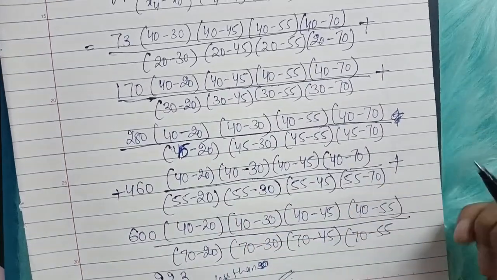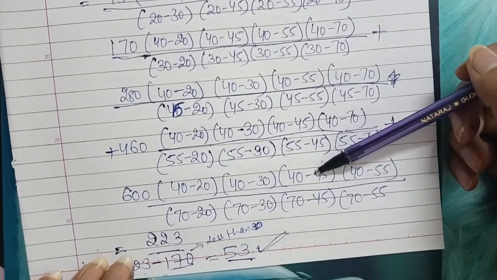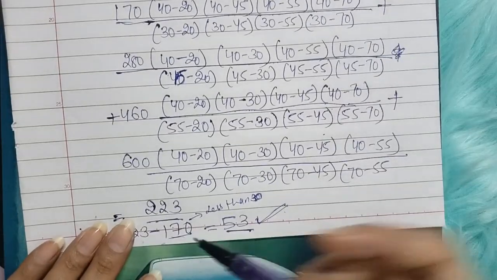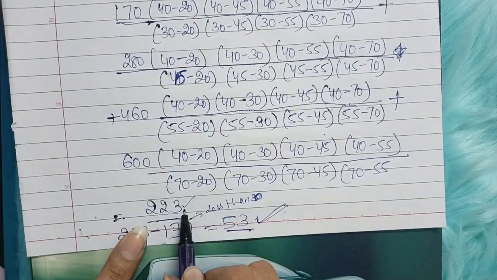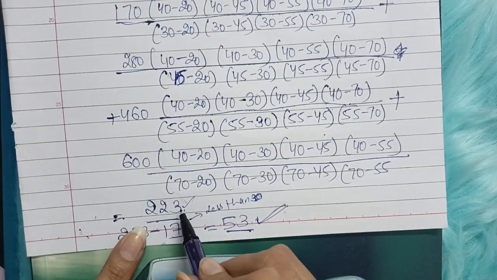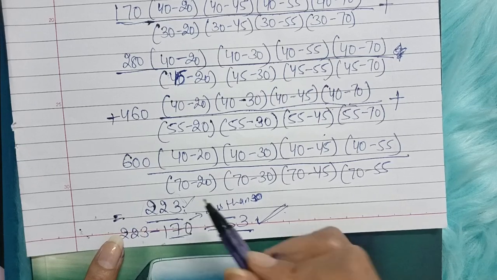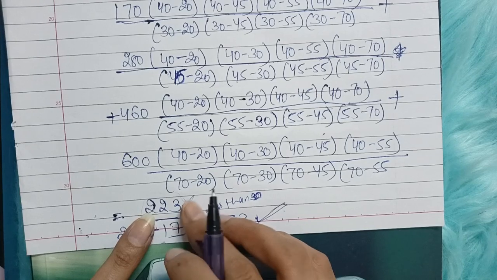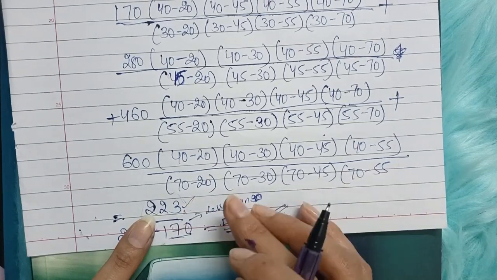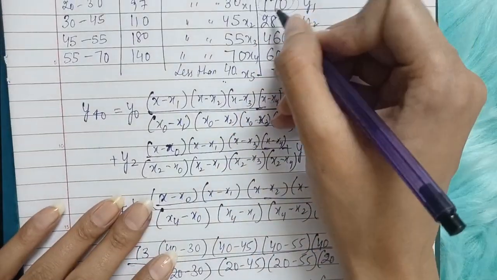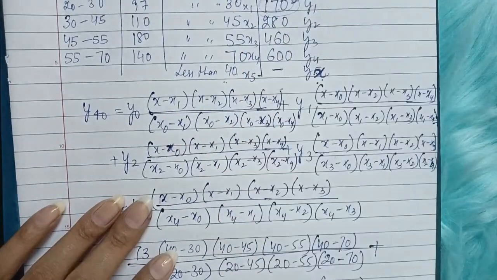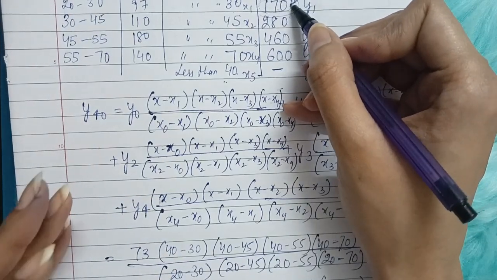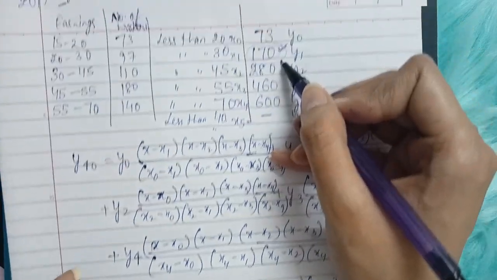So I have done this part. We put the values, just check out the values. After that, what we got is 223 as the answer. Once we got 223, we subtracted 30 because this is the answer up to 40, right? We have calculated less than 40 and we are already given less than 30, that is 170.